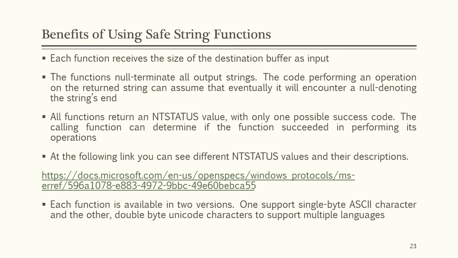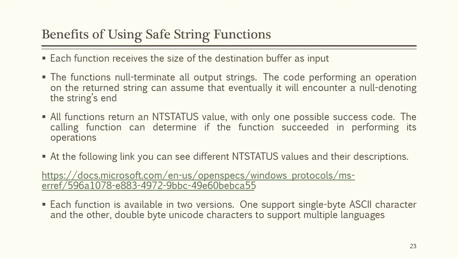Benefits of using safe string functions. Each function receives the size of the destination buffer as input. The functions null terminate all output strings. The code performing an operation on the return string can assume that eventually it will encounter a null denoting the string's end. It means whenever you store data in a string or array in C or C++, you store a null value at the end of the data. When the string is read, the null value indicates the end of the data in the string.